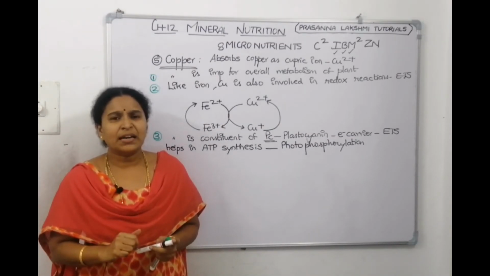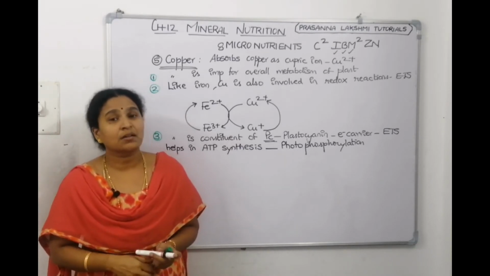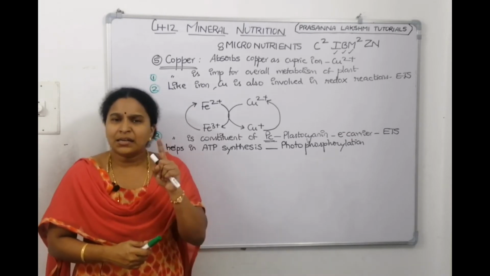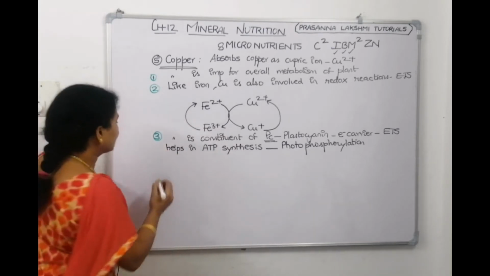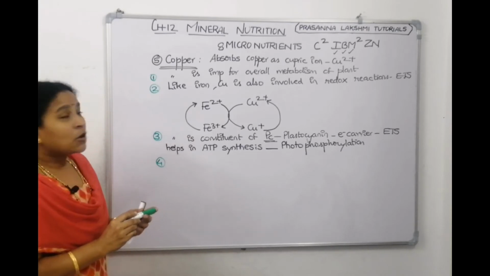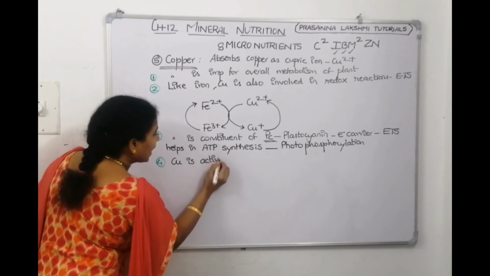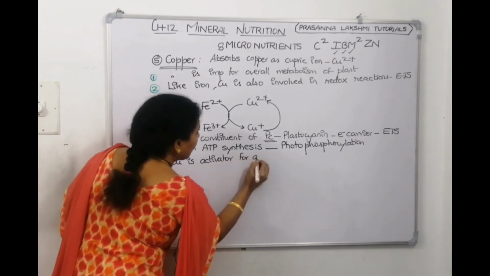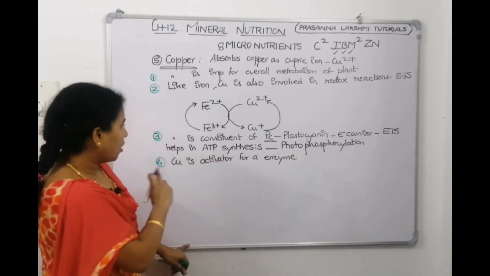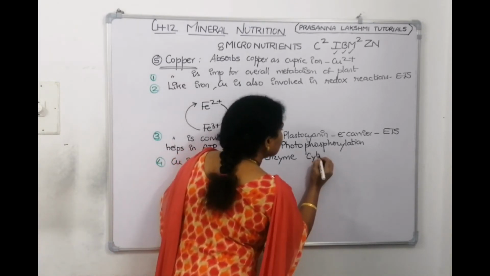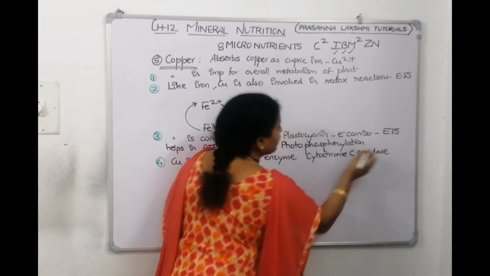Then everywhere we are telling that this element is an activator of so and so enzyme. In that manner, copper also should be an activator. It is an activator for an enzyme called cytochrome C oxidase. So the last function of copper is that copper acts as an activator for an enzyme. Amma, what is the name of the enzyme? Cytochrome C oxidase. Copper is an activator for cytochrome C oxidase.